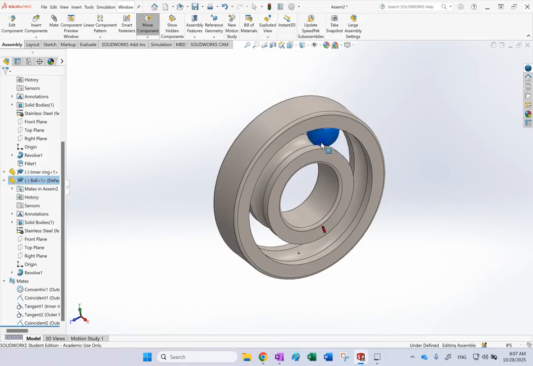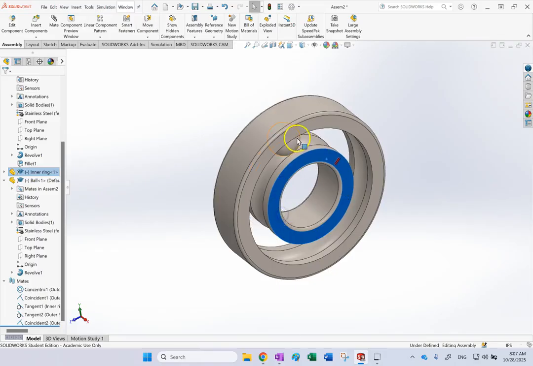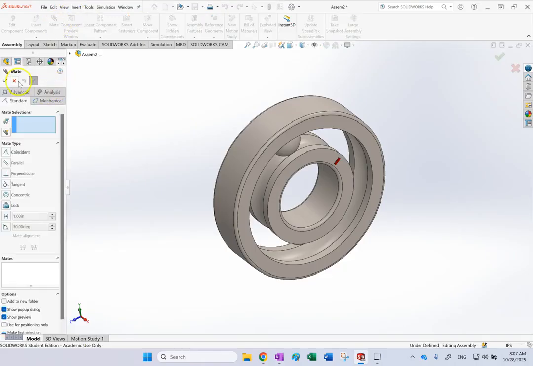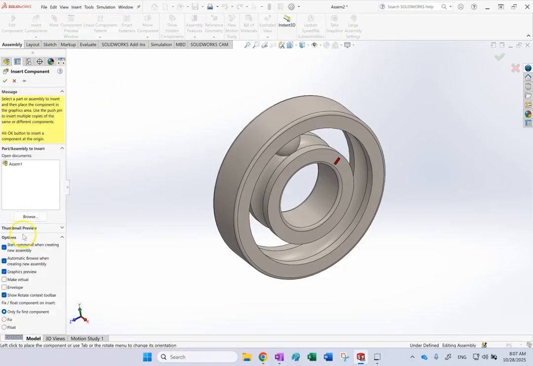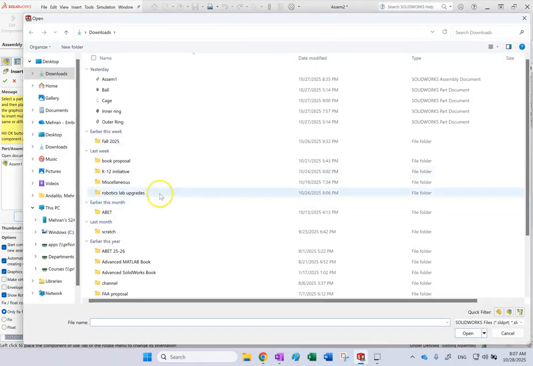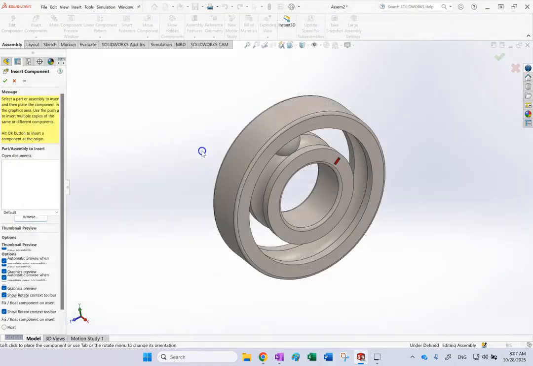And look here, when I move the ball, the inner ring does rotate with it, or if I move the inner ring, the ball does move with it. Now it's not super clear here, but you can see that. Now I'm going to bring the cage, and then I'll show you how to assemble the cage.